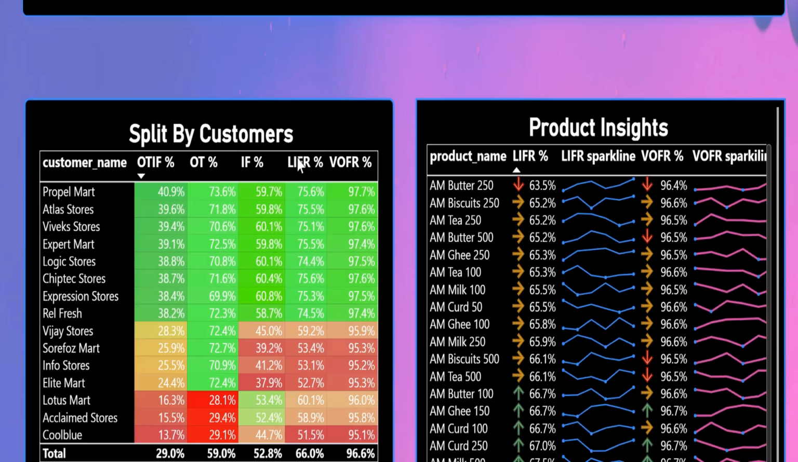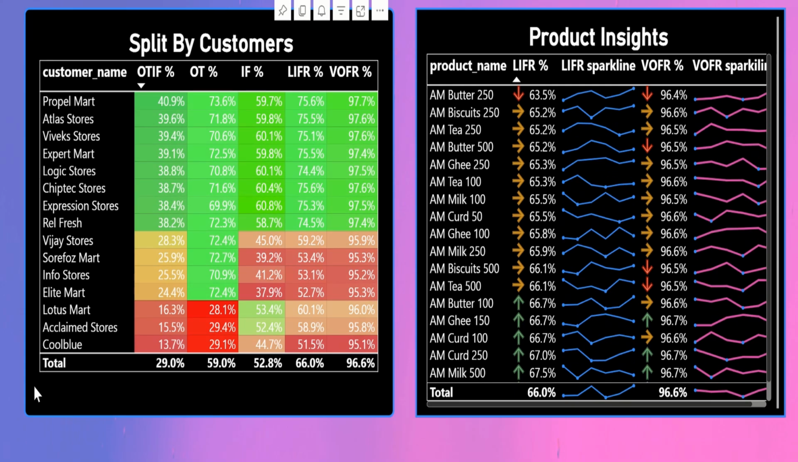Now let's just move to this fourth visualization. Here again I have split those 5 measures by different customers, okay, and here I have used the color palette as the conditional formatting based on the percentage of those measures. So the customers that are marked with the red color are not good, okay, because that shows that they are not doing well.